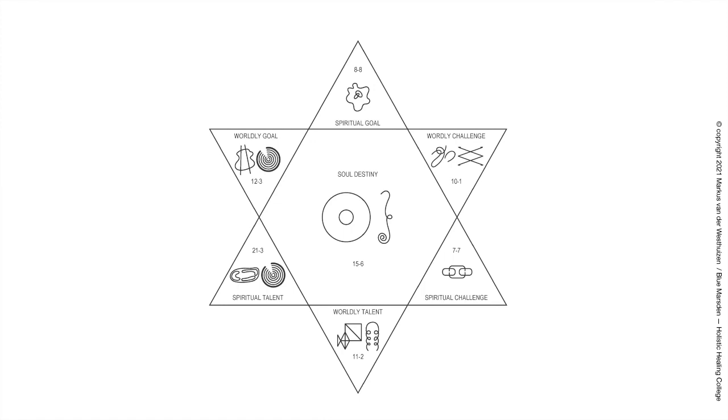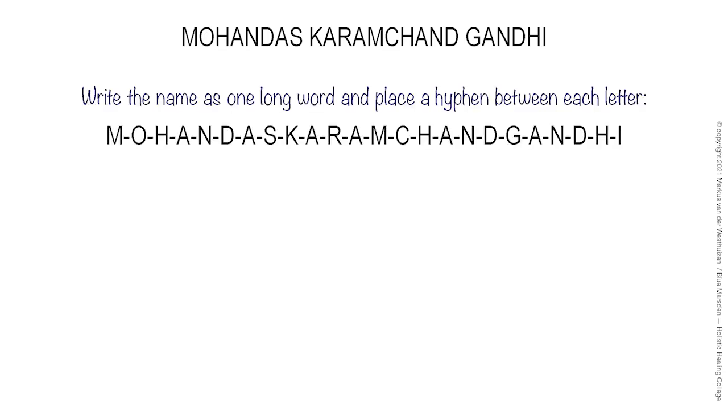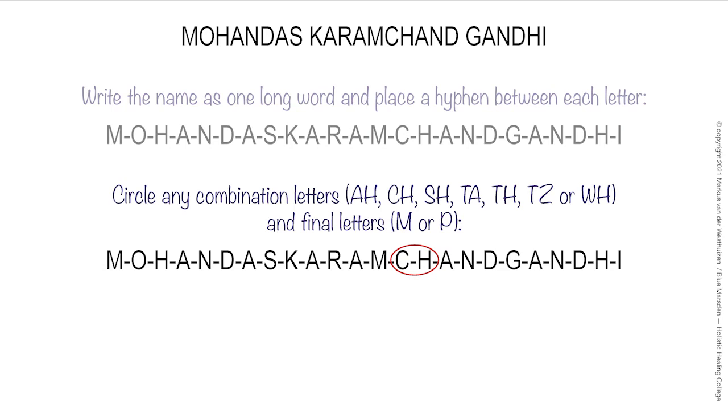Okay, so before we continue, let's quickly recap the process. We start off with the person's name, the full name as it is on the birth certificate. Next, you write the name as a long word with no spaces between the letters. You just put hyphens between the letters, so no spaces between the words. You circle any combination letters. We're looking for AH, CH, SH, TH, TZ, WH, and we're looking for a final M or a P, and that final M or P would be the very last letter of the word.